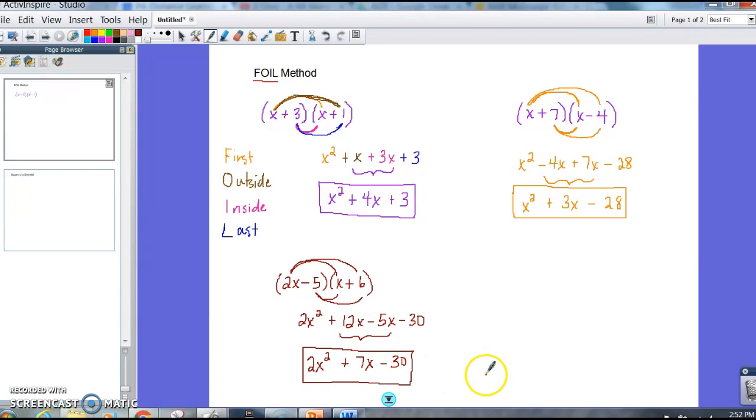Okay, so just remember, first, outside, inside, last. And if you notice, if you put in all the little swoopies here to show you what you're multiplying together, it gives you a nice little pattern, right? It looks the same in every picture.